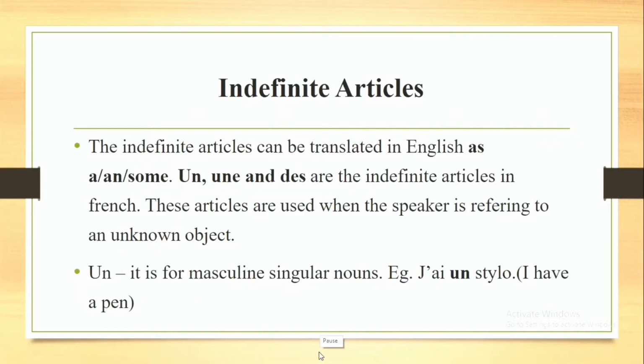Now let's move to the indefinite articles. In English, the indefinite articles are a, an, or some, but in French, they are un, une, and des. Indefinite articles are used when the speaker is referring to an unknown object. So the first indefinite article we are going to talk about is un. Un, like le, is used for masculine singular nouns. So example, "j'ai un stylo." I have a pen.